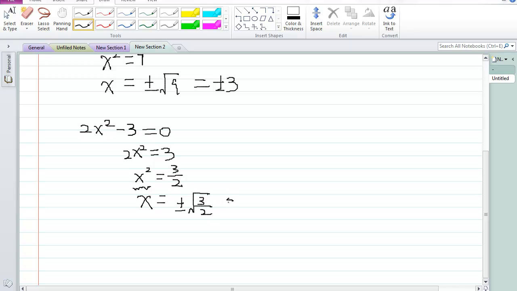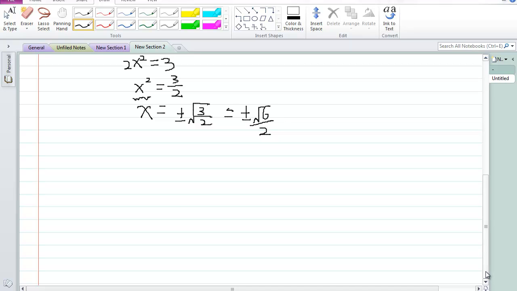Or if you want to simplify more, you can have positive negative square root 6 over 2. You just multiply by square root 2 in the denominator and numerator. Then you basically rationalize. You don't have the square root in the denominator anymore. If you want to make it look nicer, but both of these are acceptable. Both are fine. The main thing is don't forget positive and negative.